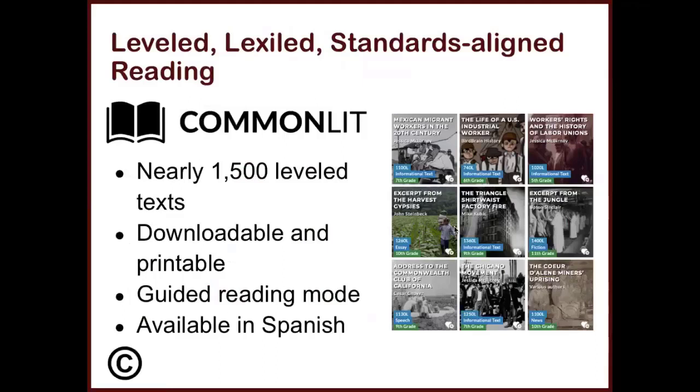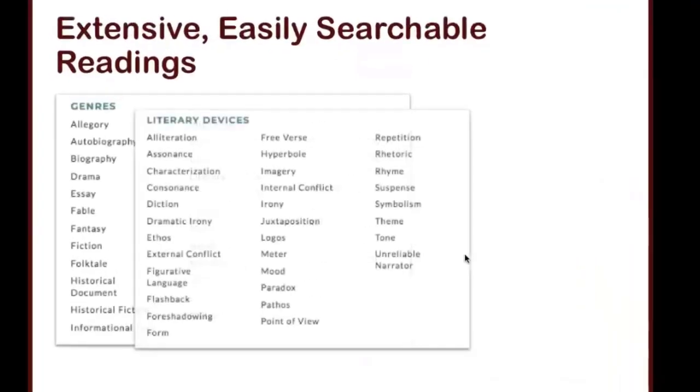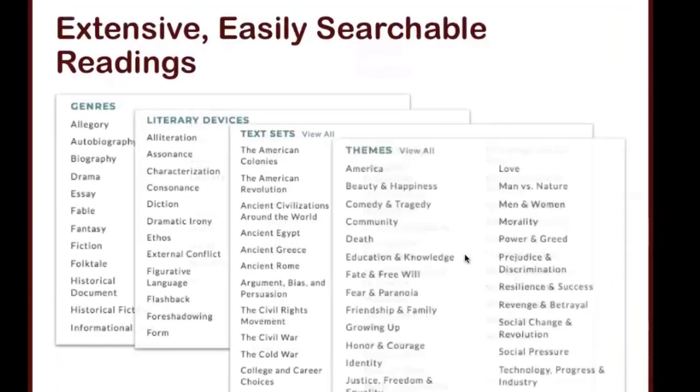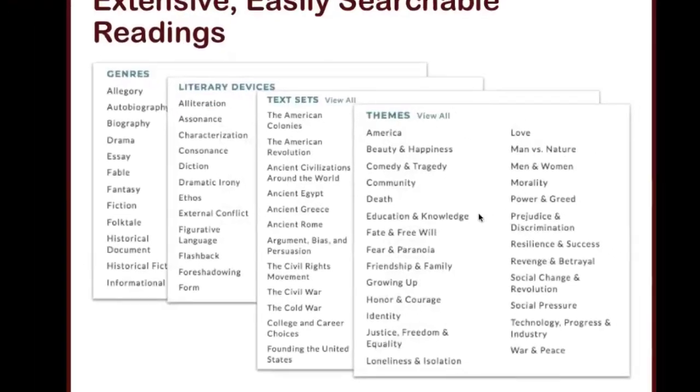These are leveled texts, and this is the last resource actually we're going to look at. So what I like about Common Lit is you have the ability to filter them by all of these different areas, by genre, by literary device, by text set, or by theme. And when you look at the themes, these aren't just kid themes. They get into heavy-hitting themes that are very adult-oriented, so I really like that.